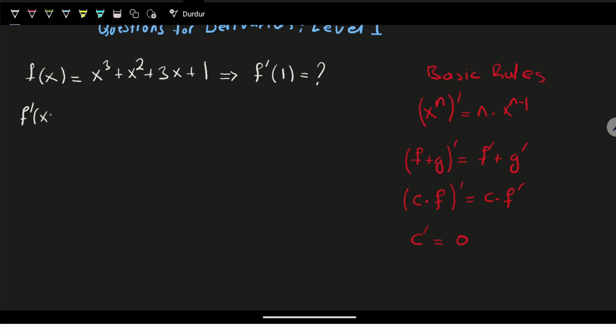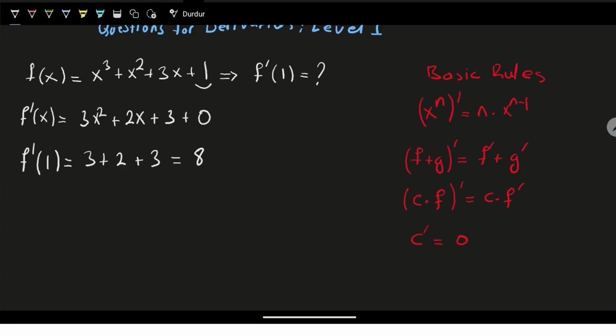Derivation of this polynomial function can be obtained by derivating each term. Derivation of the first term, 3x squared, and derivate second term, 2x. And when we derivate the third term, we have 3, and derivation of constant term, 0. When we substitute particular value x is equal to 1 into this derivation function, derivation value will be 8.